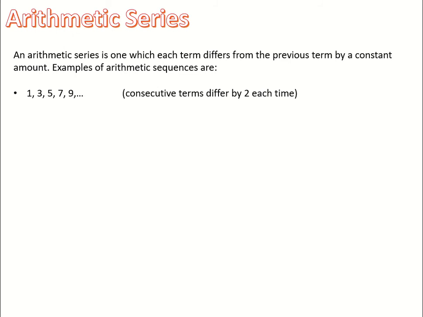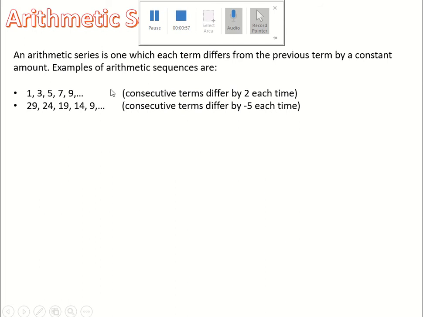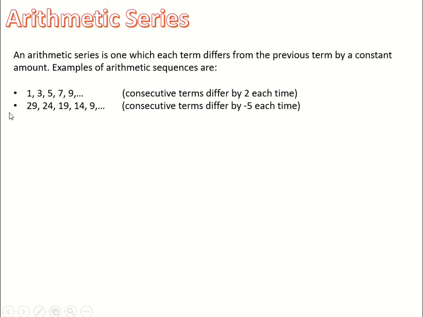So 1, 3, 5, 7, 9: consecutive terms differ by 2 each time. 29, 24, 19, and so on: consecutive terms differ by -5 each time. If you were looking for a formula for these, this is more a series rather than the table you might have had in previous years. If this was the first term, second, third, fourth, fifth term, you'd have a formula that connects the term within the series with its number in the series.